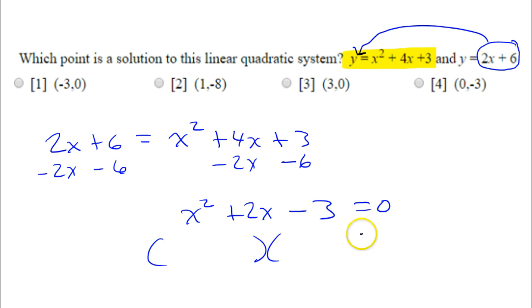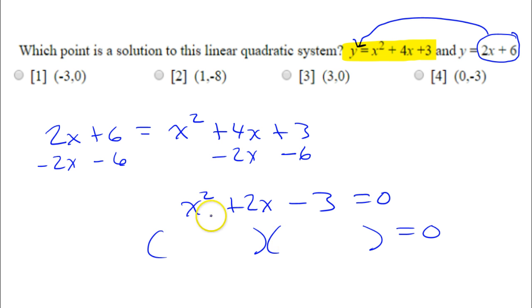Hopefully this will factor. On my last problem I had to use the quadratic formula and that was uncomfortable for me. So x squared is x times x and 3 can only be 3 times 1. Inner plus outer equals middle. Inner I have 3x, outer I have 1x. I'm trying to get a middle of positive 2. That means I need a positive and a negative. Positive 3 times negative 1 is negative 3. So this is the correct factorization.